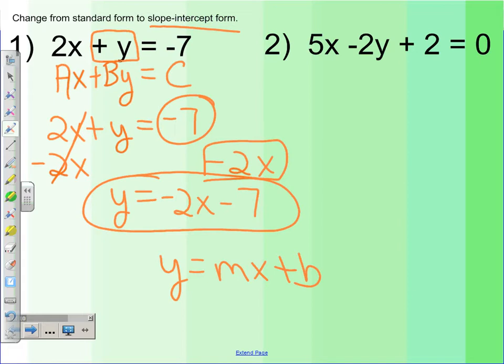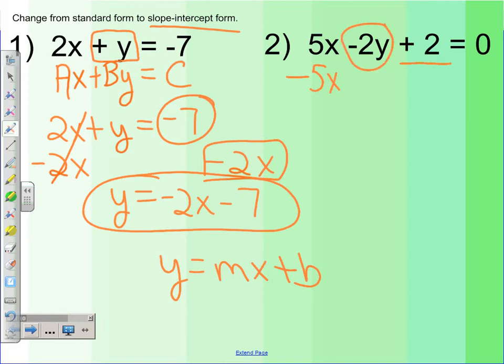The second example, 5x minus 2y plus 2. It's not exactly in standard form, but it almost is. It's just that our 2 is on the left side, which eventually will be our constant. On the right side, we know that it becomes its opposite. So really on this problem, I can do 2 steps in one. I can get rid of the 5x, because here's what I'm trying to get by itself, y.